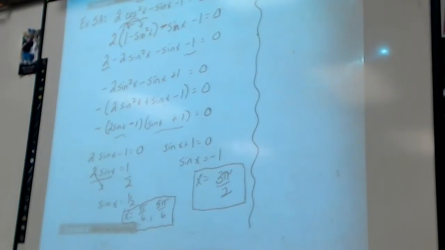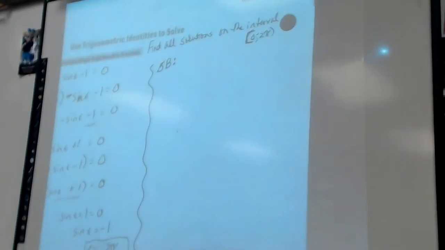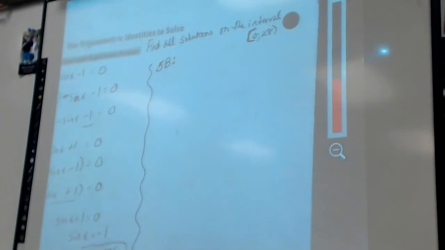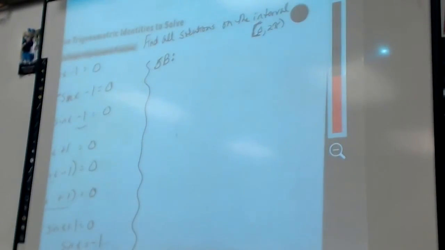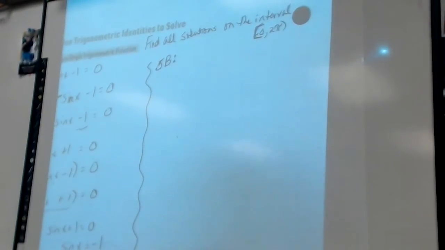Whoops, that should be a bracket. 0 to 2 pi. Okay. I need to be watching over here closer because I may have gone off the screen a few times. Okay, 5b. 1 minus cosine x equals 2 sine squared x.